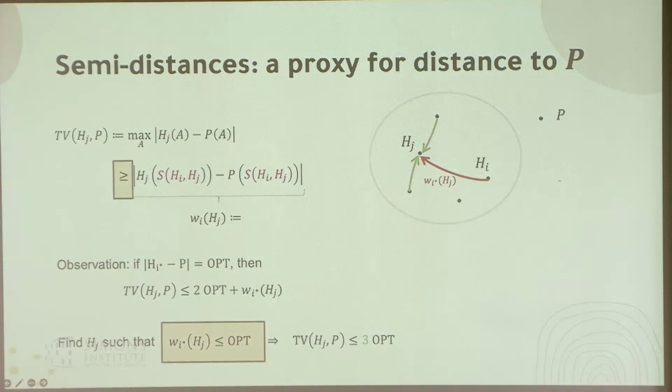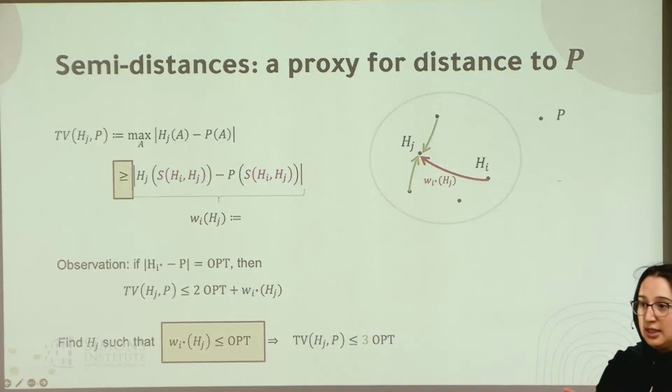From this slide, I want you to remember 2 things. First, the semi-distances are always a lower bound for the total variation distance. Second, there is one edge such that if it is smaller than opt, then I'm done. This is not quite helpful as is, because I don't know i star and I also don't know opt. This is just a theoretical bound that we have. Algorithmically, it doesn't really help.